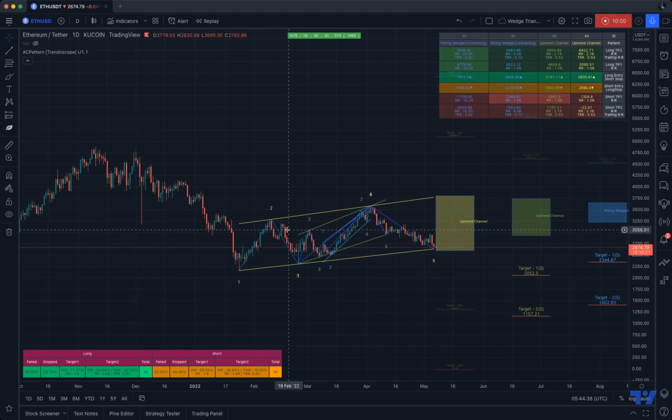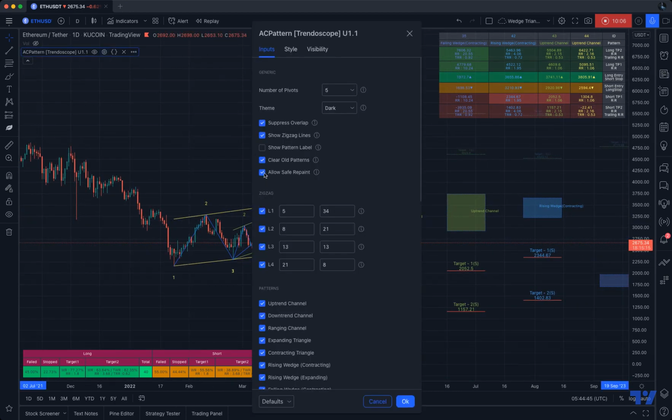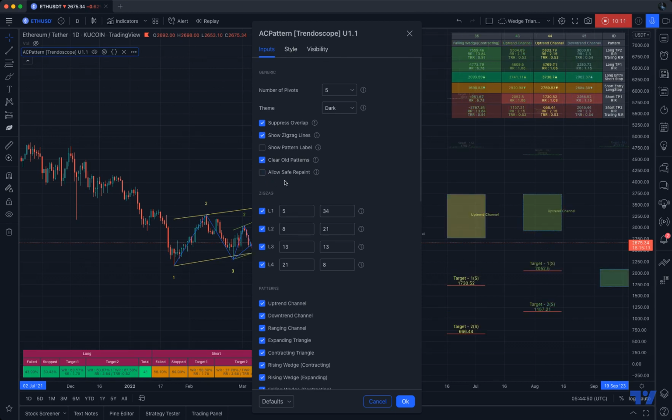But it may increase the accuracy of pattern recognition. Right, so I have kept it disabled by default, so I don't need to use it. But if you're comfortable with the safe repaint, you can go ahead with this.